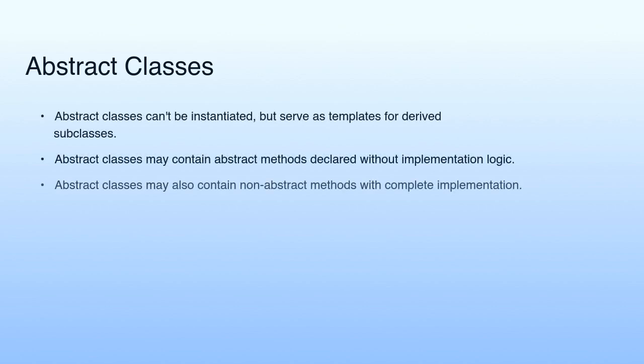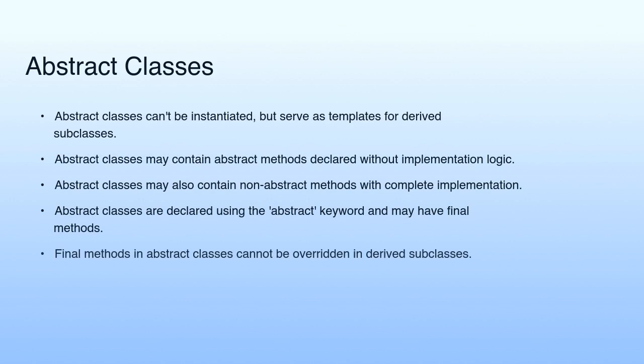Abstract classes cannot be instantiated but serve as templates for derived subclasses. They may contain abstract methods declared without implementation logic, as well as non-abstract methods with complete implementation. Abstract classes are declared using the abstract keyword and may have final methods that cannot be overridden in derived subclasses.